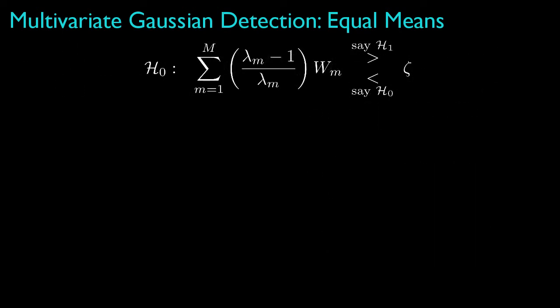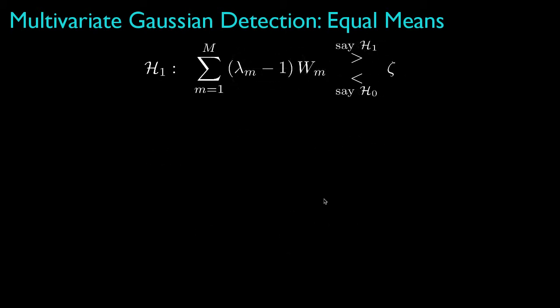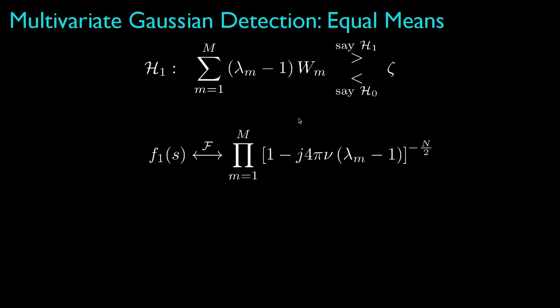In this context, then, the decision test looks like this when the data are from hypothesis 0, where the coefficients are lambda m minus 1 over lambda m. Therefore, the characteristic function has this form, and if we can invert this Fourier transform, we can use this density to evaluate the false alarm probability. Likewise, the decision statistic looks like this when hypothesis 1 is true, and the corresponding characteristic function looks like this. And if we invert this Fourier transform, we can use that density to evaluate the detection probability.